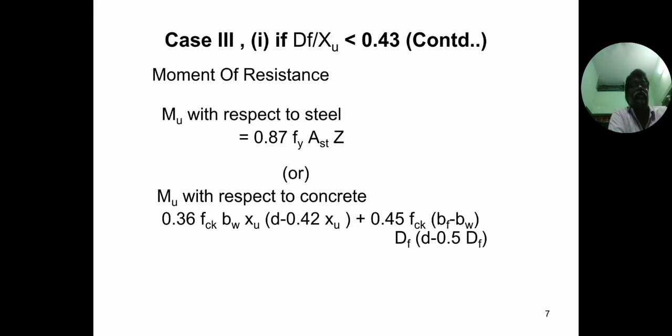Mu with respect to concrete is equal to 0.36 fck bw xu, compressive force, into lever arm d minus 0.42 xu, plus compressive moment of resistance of flange, 0.45 fck into bracket open bf minus bw bracket close into df into bracket open small d minus 0.5 capital Df bracket close. This is Mu with respect to concrete.